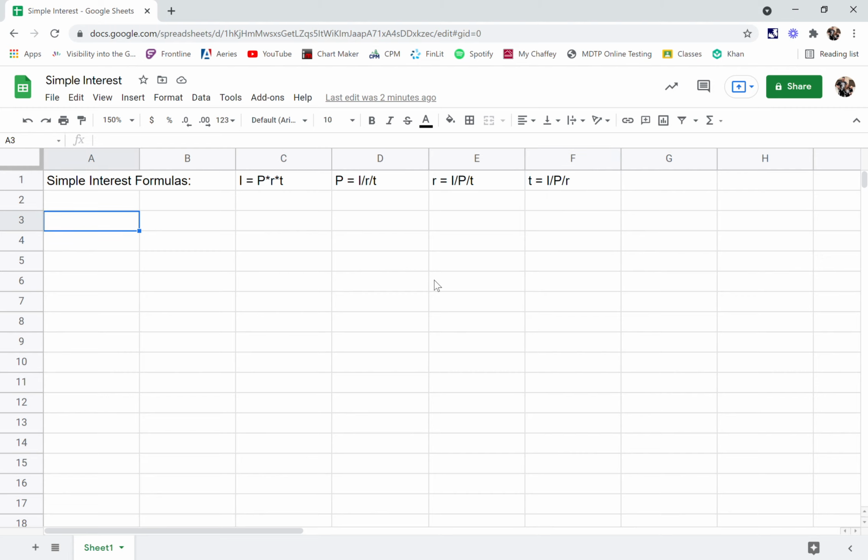The first one's going to be the section for interest. If we are solving for interest, that means we know what the principal is, or what our deposit is. Let's just say that's $3,000. We know what the rate is. Let's say that is 1.5%. And the time, let's say we're going to leave it in for 7 years.